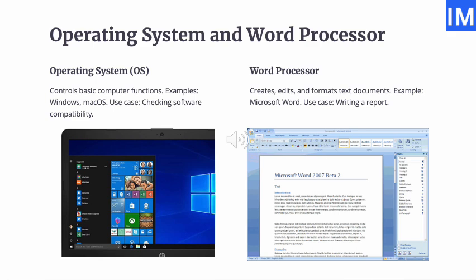First, let's talk about the operating system, or OS. This software controls basic computer functions. Examples include Windows, Mac OS, and Linux, which are essential for checking software compatibility. Next, we have a word processor. Software like Microsoft Word, for creating, editing, and formatting text documents, is perfect for writing reports.